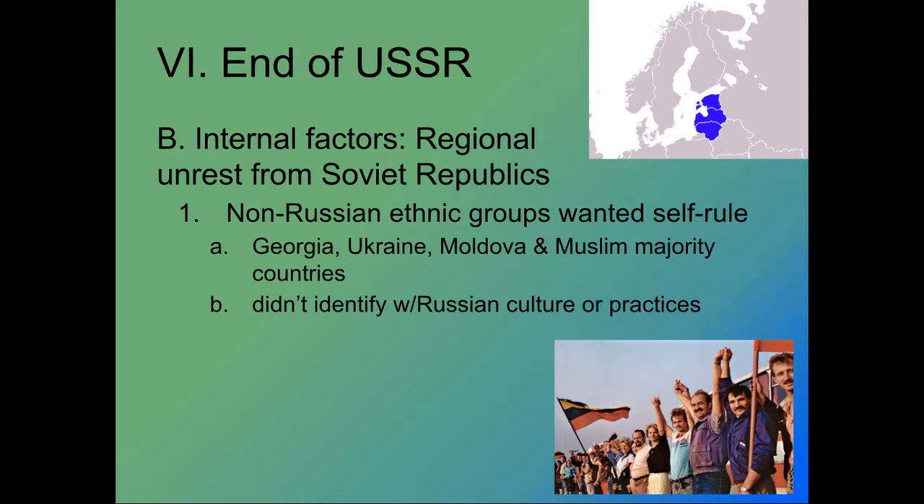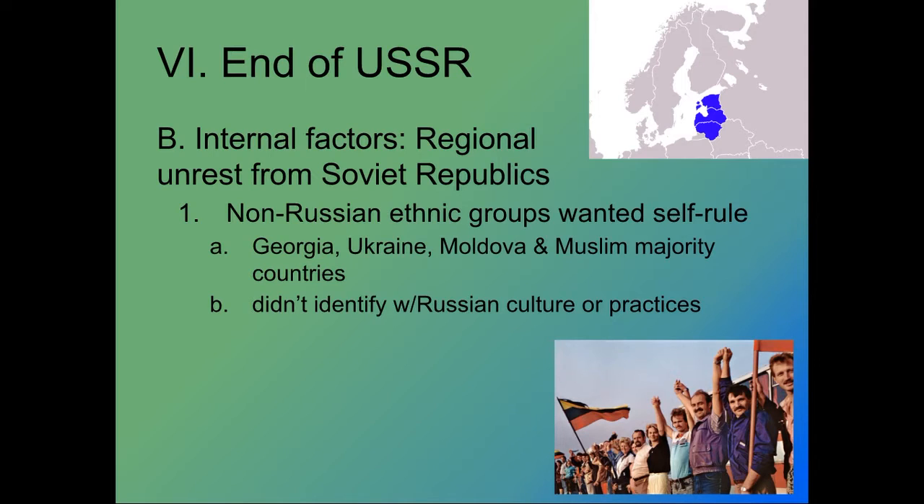If you saw Fiddler on the Roof last year, the pogrom at the end of the musical, sorry if I'm ruining this for anyone, spoiler alert, when the Russians come in and basically force the Jewish villagers to flee, that's an example of the Russians basically being like, you can't practice your own religion any longer. You can't do whatever you want. You have to speak Russian.